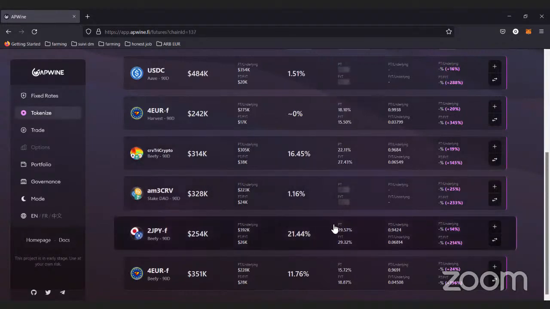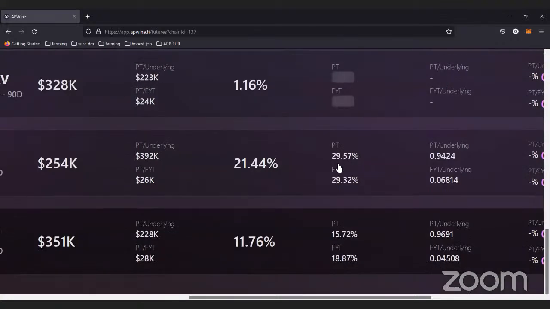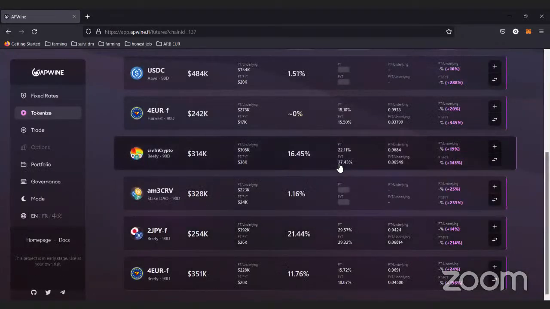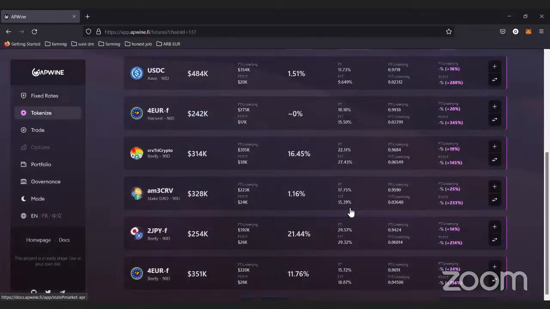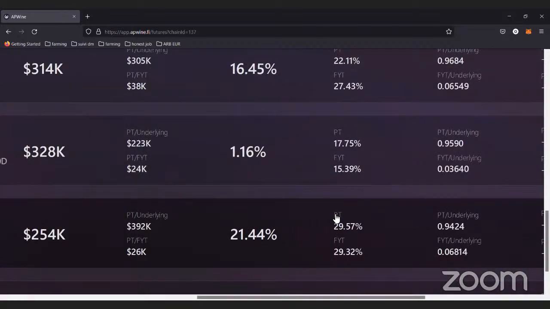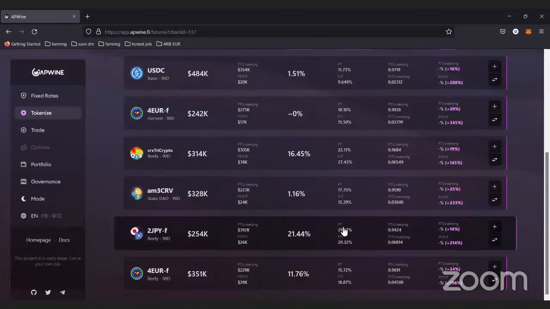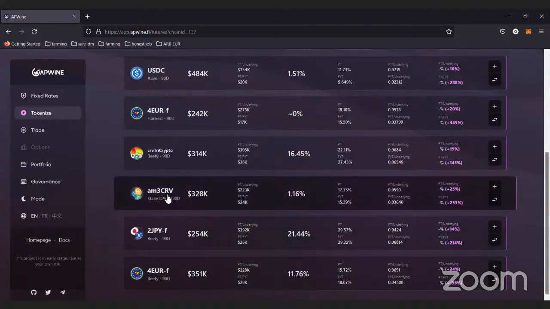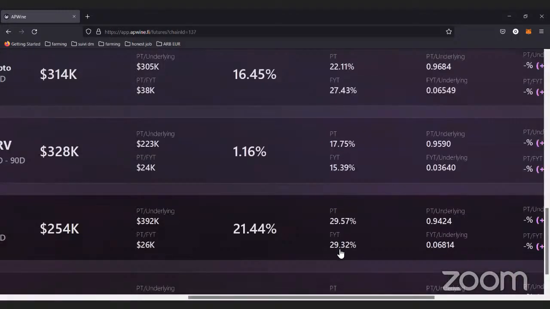So let me show you something. For example, here, for the 4 euro, and everywhere, as you can see, there is, in this column, market APR. As you can see, you have two APR. You have the PT APR and the FYT APR. So the PT APR is what I explained before. It's the APR of the fixed rate. So this is how much money you will make if you buy discounted principal token. So 17% on the one of StakeDAO, 29% on 2GPO, and so on and so on. The FYT token, it's how much money you can make by selling your yield. And this is where things get weird.